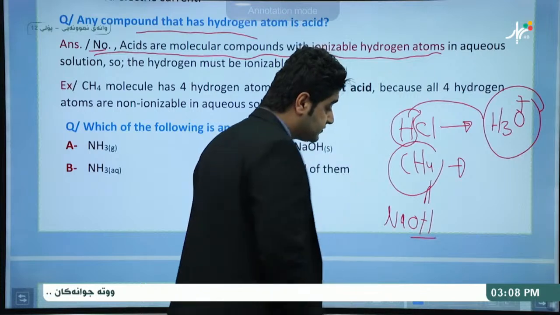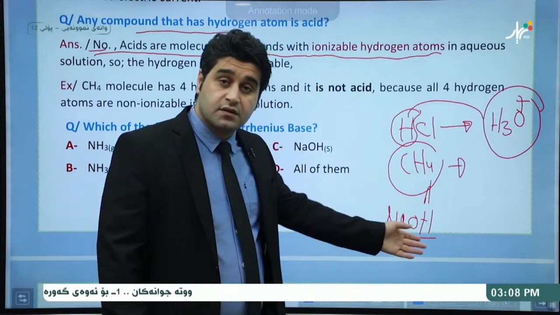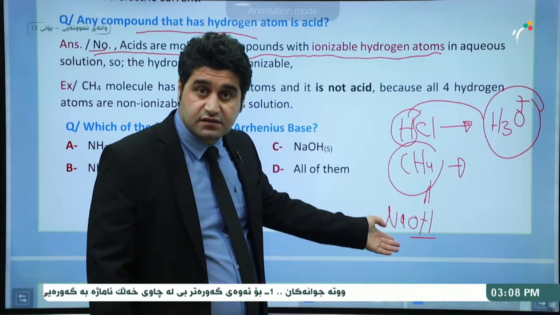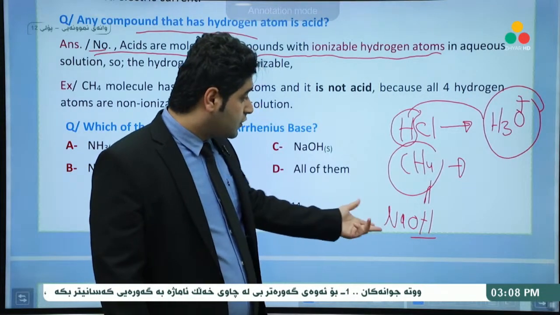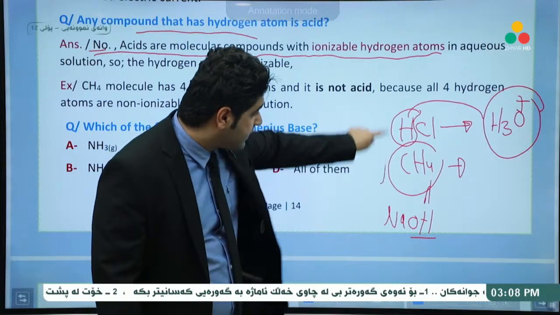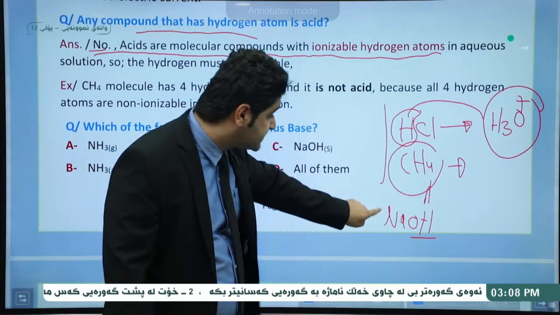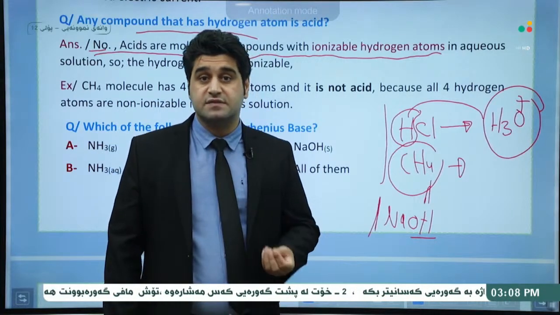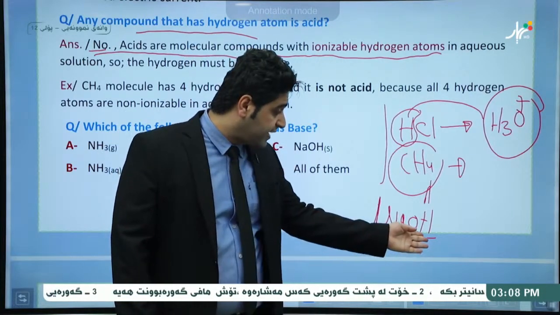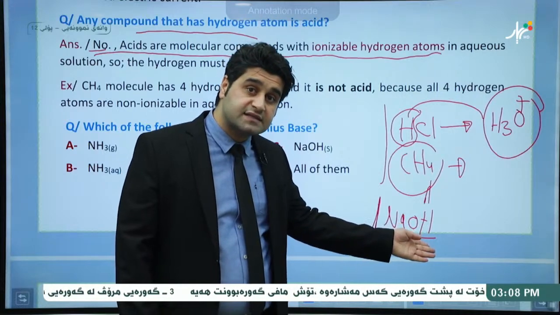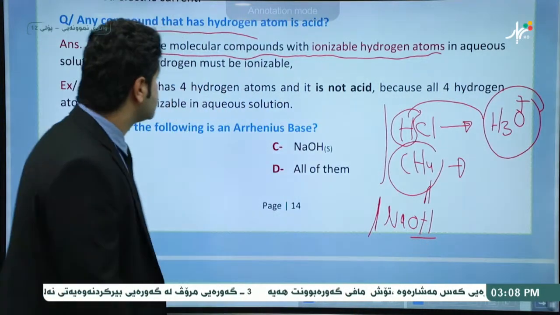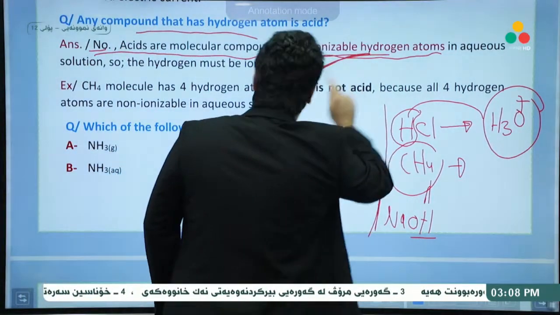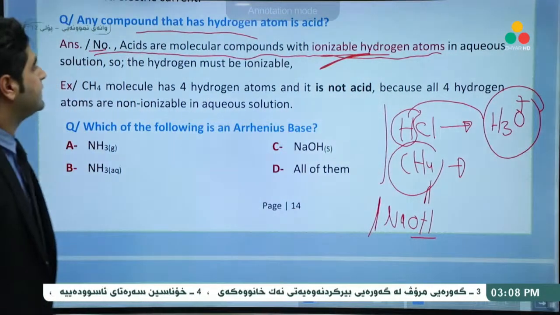NaOH has H plus, but it's a strong base. We cannot say it's an acid. If you don't understand from this example, it is very clear: is any compound that has a hydrogen atom an acid? No. In here we have a hydrogen atom, but is it acid or base? It's base.